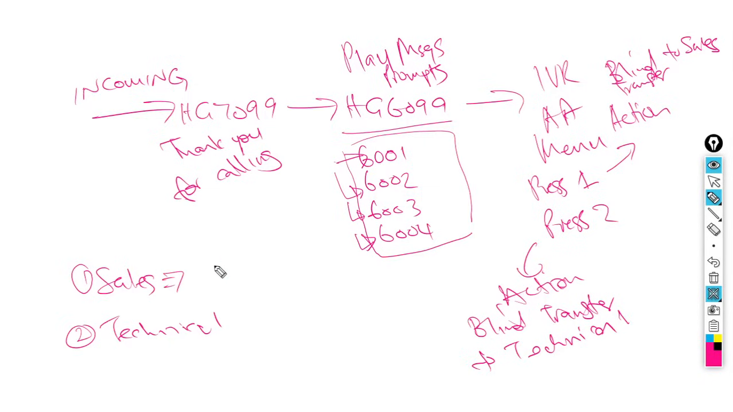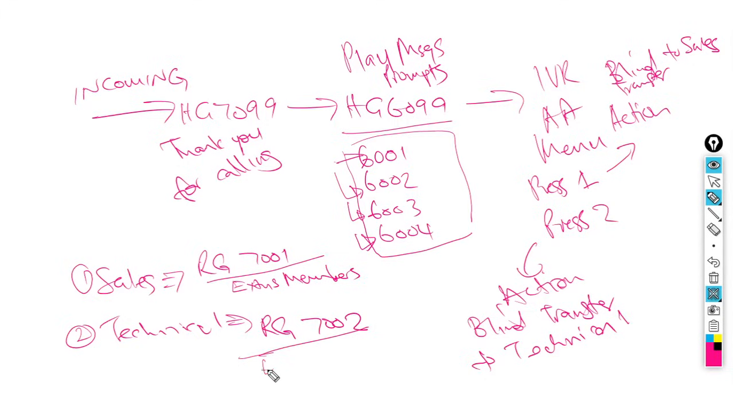And what is technical? Sales is a ring group, technical is a ring group. So we can say sales is ring group number 7001, technical is ring group number 7702. In this ring group, we are going to assign our extensions that belong to sales as members. And here we are also going to assign extensions that belong to the technical team as members of this ring group.